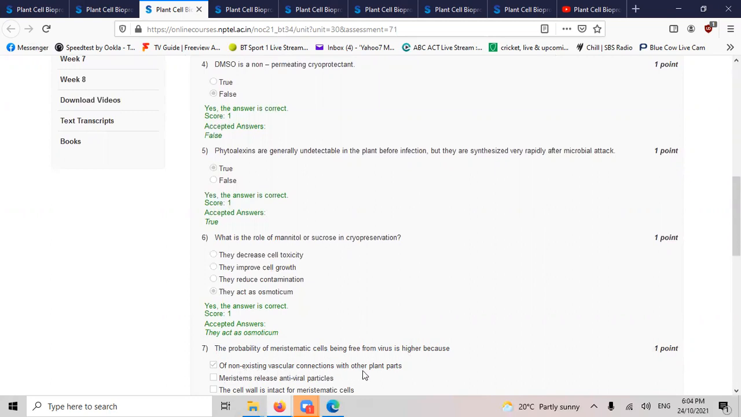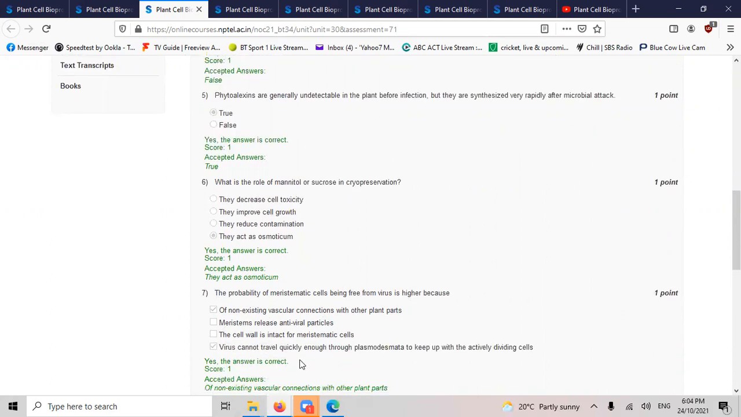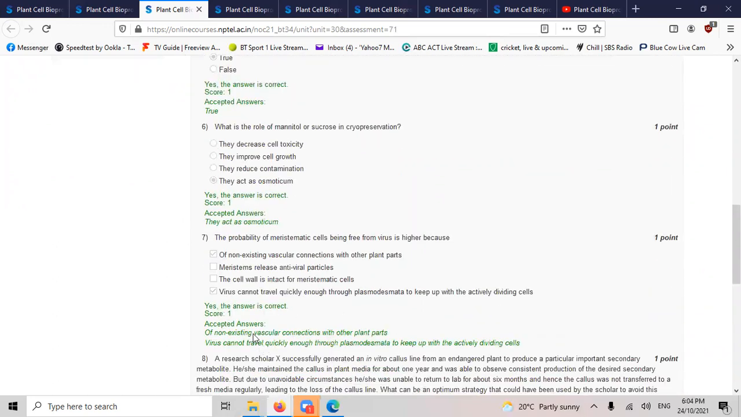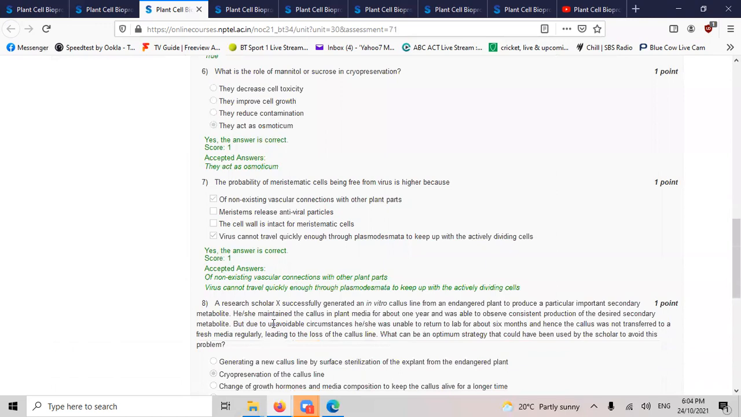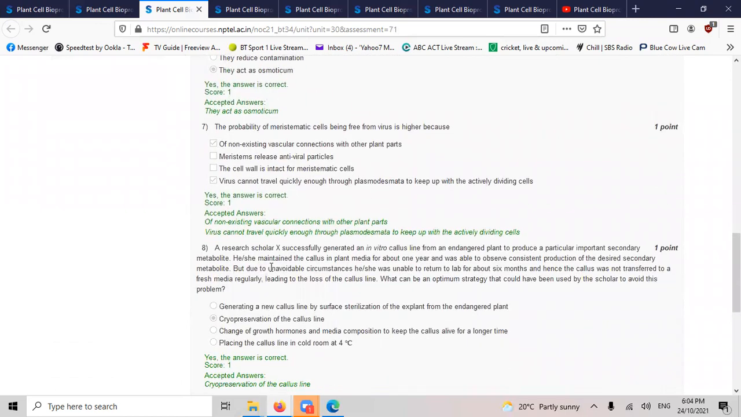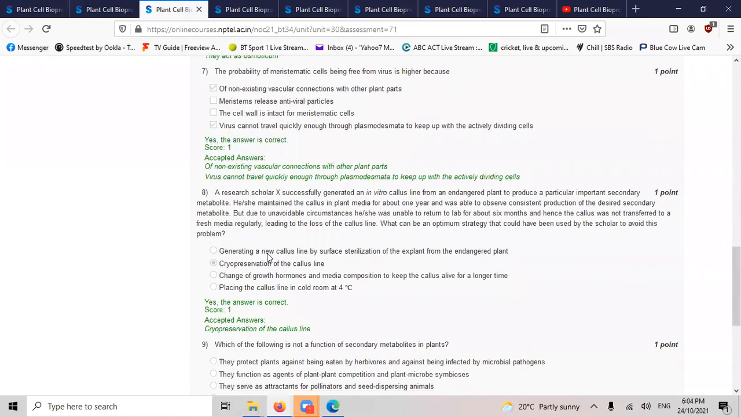non-existing vascular connections in the plasmodesmata. Viruses cannot travel quickly enough through the plasmodesmata to keep up with the actively dividing cells. Plasmodesmata, that's the thing that links cells up. So there's a cell there and a cell, and a little joining, little bridge. That's what that's called. I'm not going to read all that. Oh, you can if you want. Later on, press the pause button.